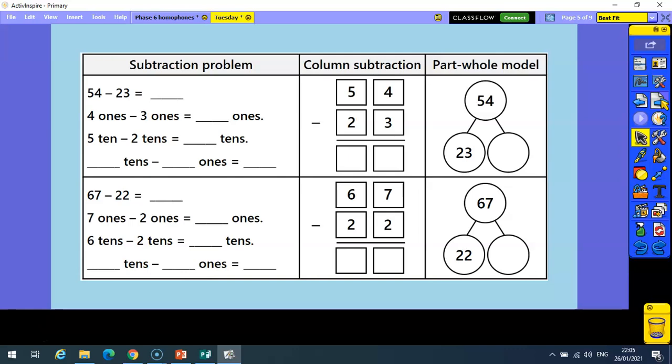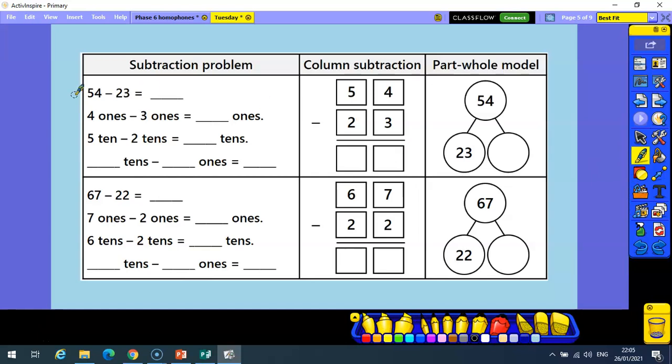So this might look a little bit complicated, but let's do one together, and I'm sure you can do this. So the first thing I have here is my calculation. 54 take away 23. And right now, I'm not going to answer that. That's something I'm going to answer last. So we leave that. But then it says to me, 4 ones take away 3 ones. I can see that here.